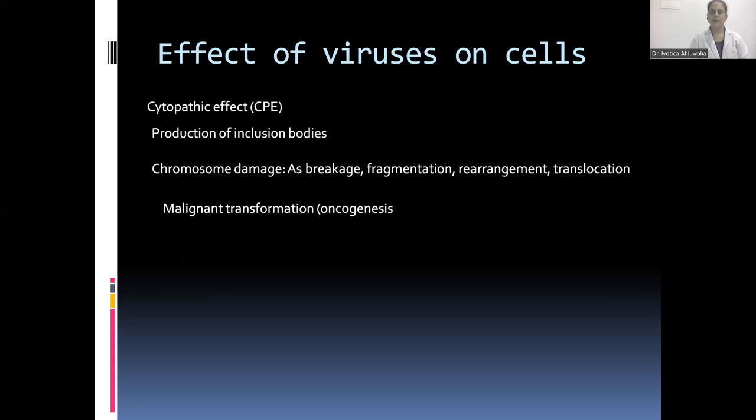What are the effects of viruses on the cells? The host cell can undergo cytopathogenic changes. It can produce virus-specific structures in the host cell. These are the inclusion bodies, which can be intranuclear, intracytoplasmic, or both, as seen in the measles virus. There can be chromosome damage, as breakage, fragmentation, rearrangement, or translocation can occur. In some cases, there can be malignant transformation, usually caused by the oncogenic viruses.